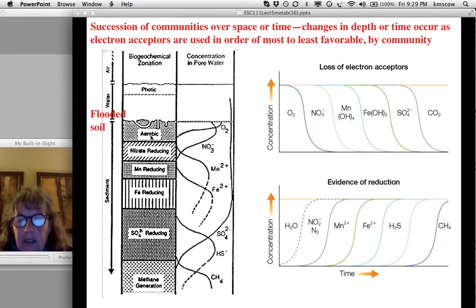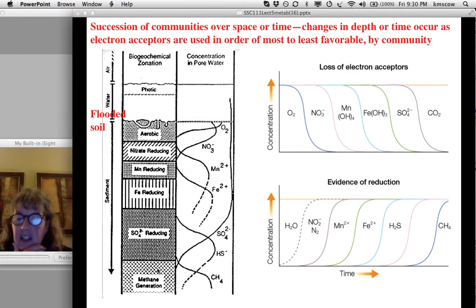So we can define these zones: the aerobic zone, then the nitrate reducing zone, which is nitrate being used as an electron acceptor, then manganese and iron reducing zones, then the sulfate reducing zone here, and methane generation, which is down deeper. It's the deepest area in the wetland.